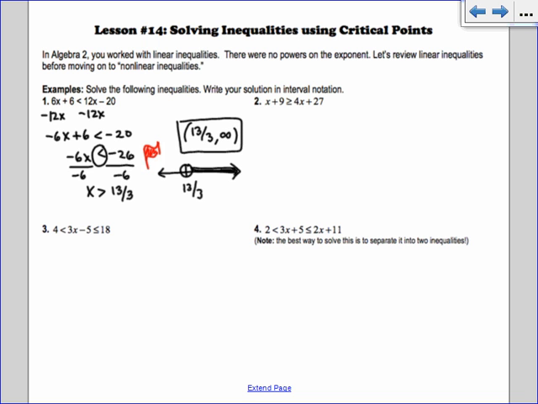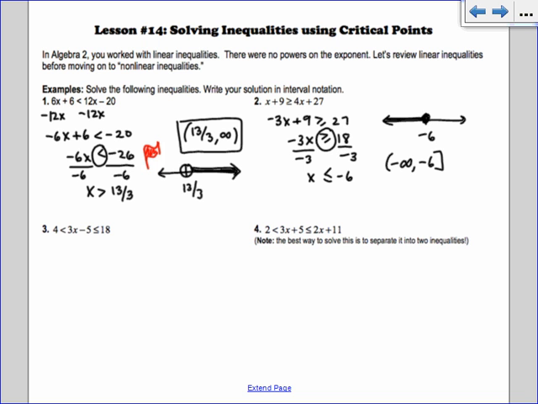Easy. Okay, so the same thing for this one. I can subtract the 4x over. I like for my x to be on the left. I'm picky. So I would get negative 3x plus 9 is greater than or equal to 27. Subtract the 9. Divide by negative 3. Again, flip the sign. So we get x is less than or equal to negative 6. We have a filled in circle and everything to the left. So it's going to be negative infinity to negative 6 and then a bracket.